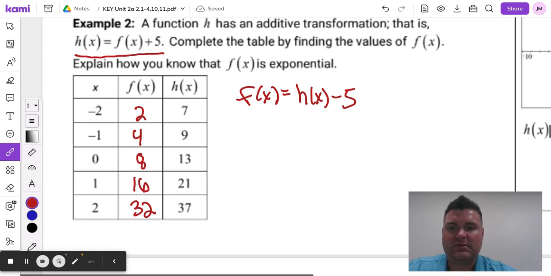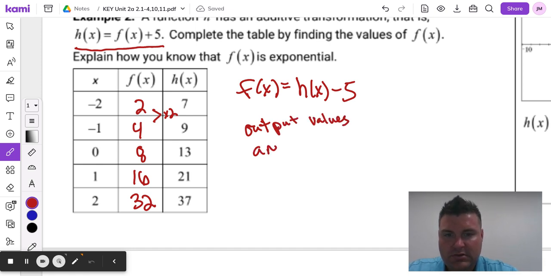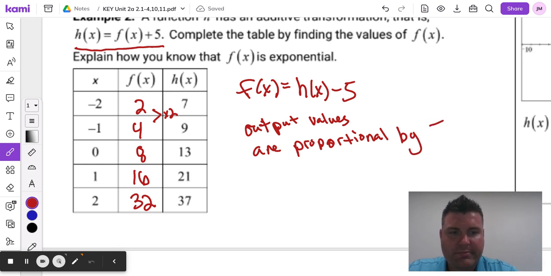Okay, so this is exponential. And how do we know it? Well, because we are proportional by multiplying by 2. So here we're going to write down how we know that it's exponential, because our output values are proportional. I can't even spell proportional. By 2.